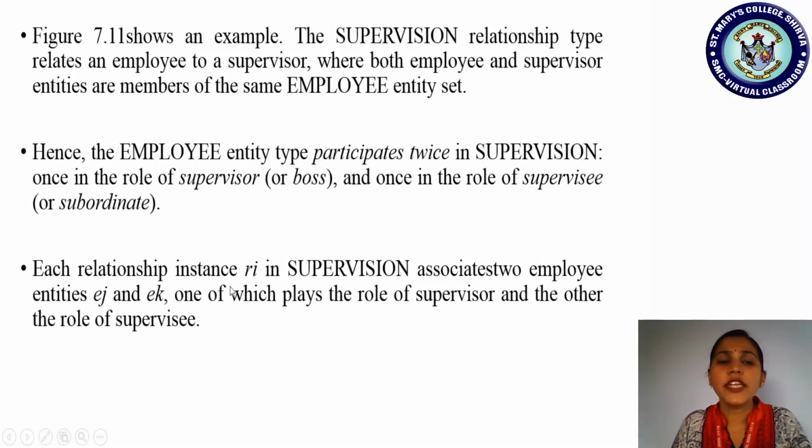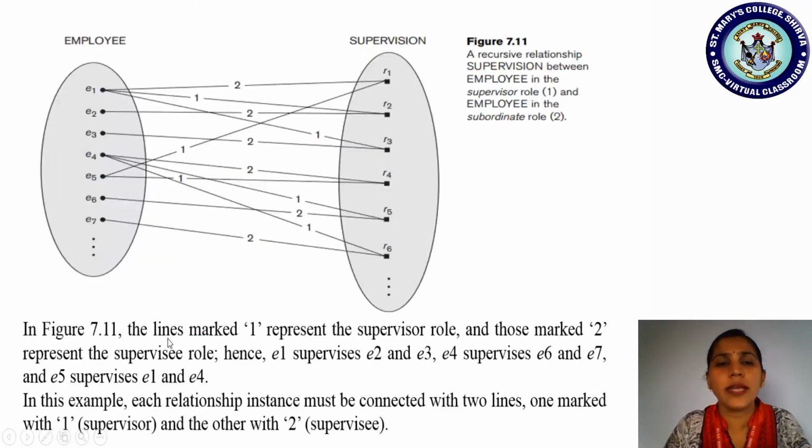So the employee entity type participates two times in the relationship supervision, once as supervisor and once as supervisee. Each relationship instance in supervision associates two employee entities EJ and EK. That is, EJ as a supervisor, EK as a supervisee, one of which plays the role of supervisor and the other the role of supervisee. Now let's see this with the example.